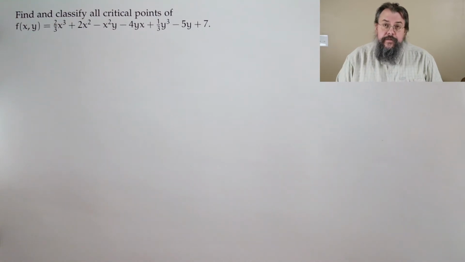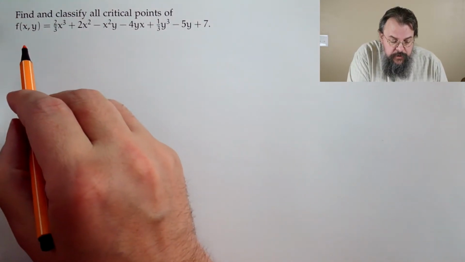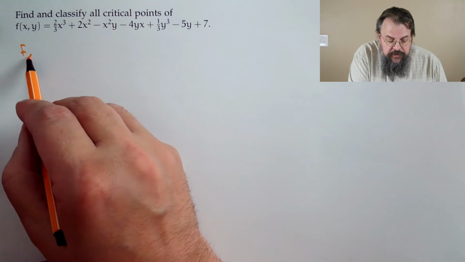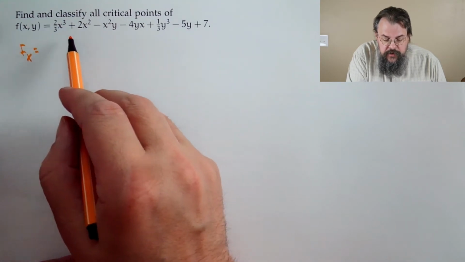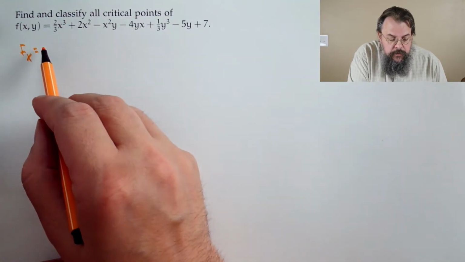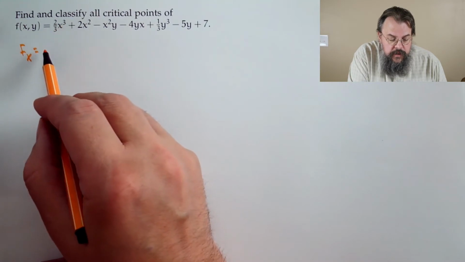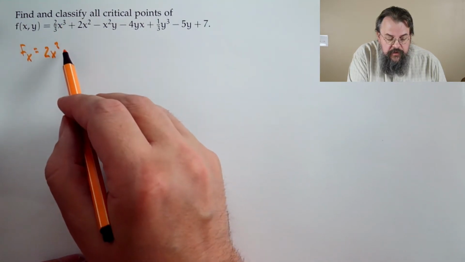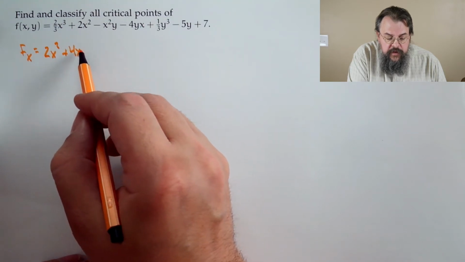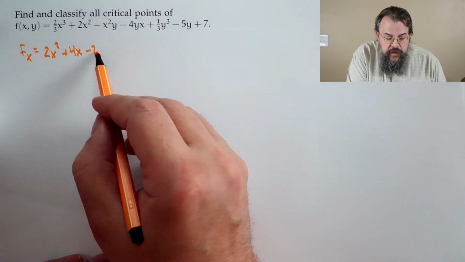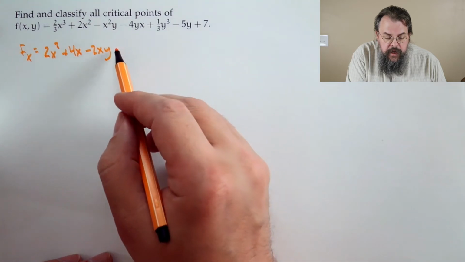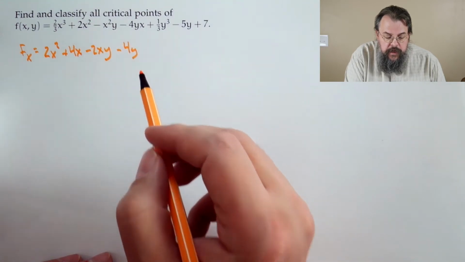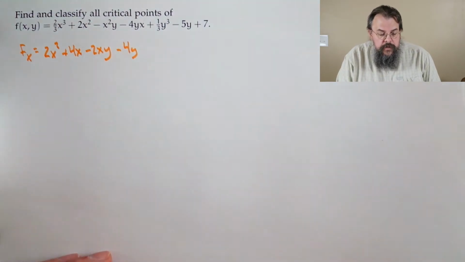All right, well, let's begin. So we'll start by looking at our partial derivatives, f sub x. Just go through it. Take the derivative with respect to x. We'll get 2x squared plus 4x minus 2xy minus 4y. Wow. Interesting.